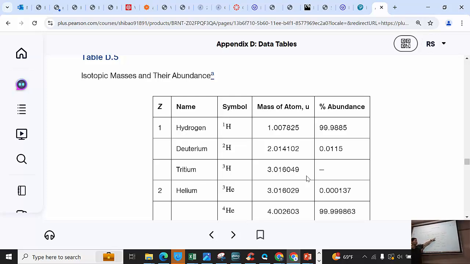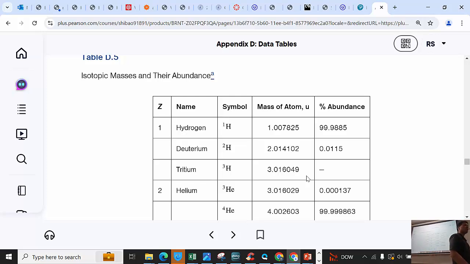You can see it here. Not exactly, but close to it. And when we look at the percent natural abundance, hydrogen 1 is much, much more abundant. So let's convert this to a million. If I had a million hydrogen atoms, 999,885 would be hydrogen 1, and 115 would be hydrogen 2.